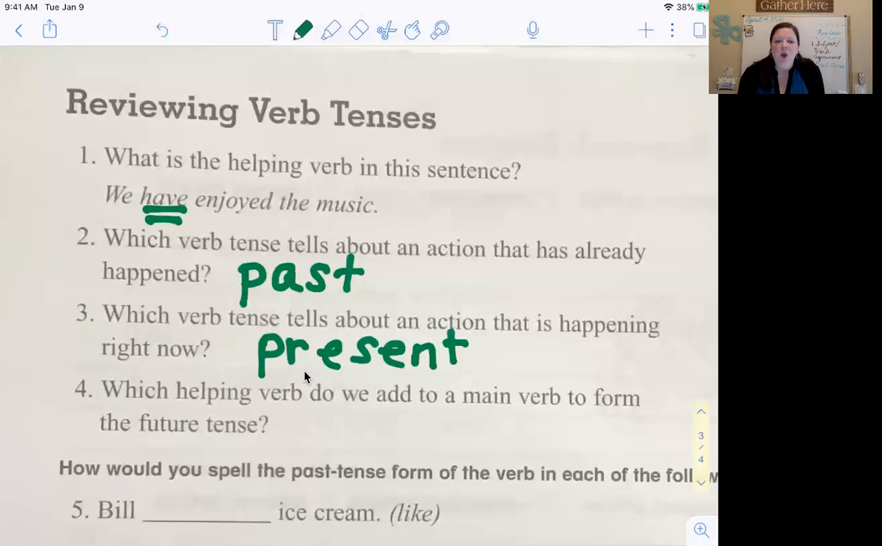Number 4, which helping verb do we add to a main verb to form the future tense? Ooh, remember, if it was a future tense verb, there was one helping verb that always preceded or came in front of that action verb. Do you remember which one it was? Starts with a W. Will.